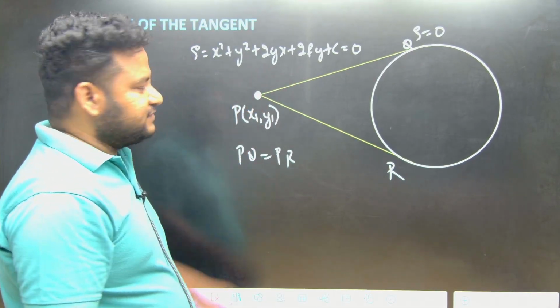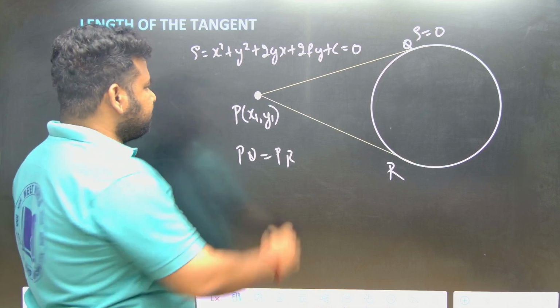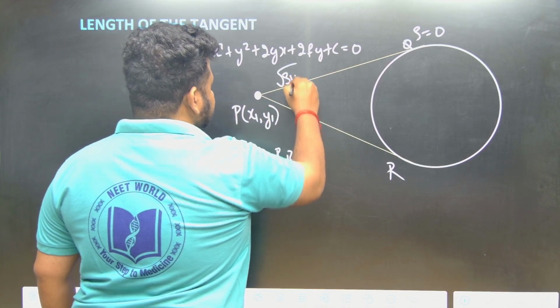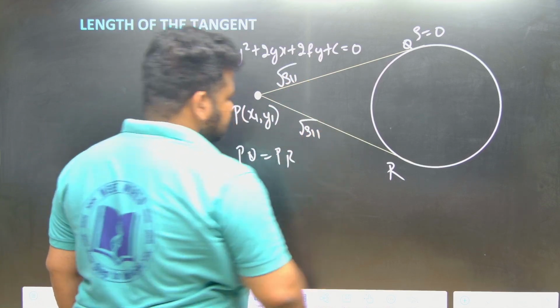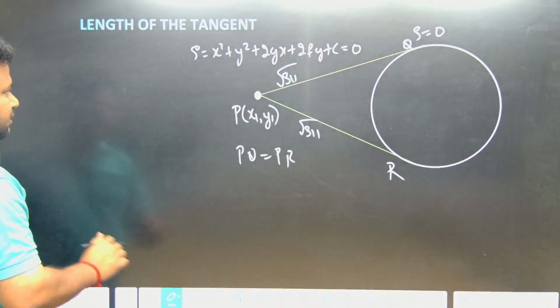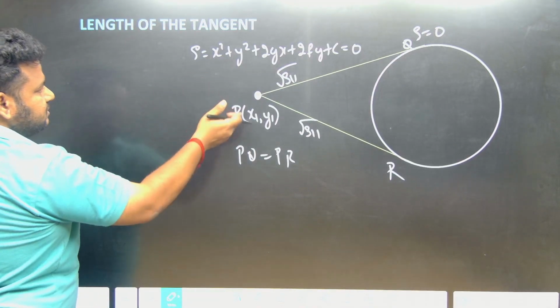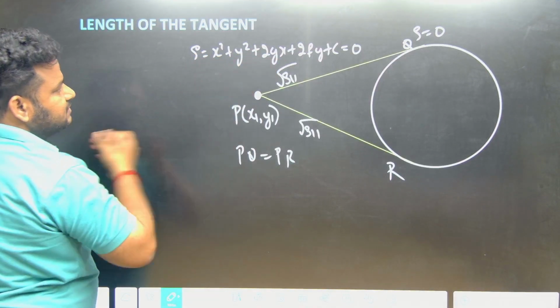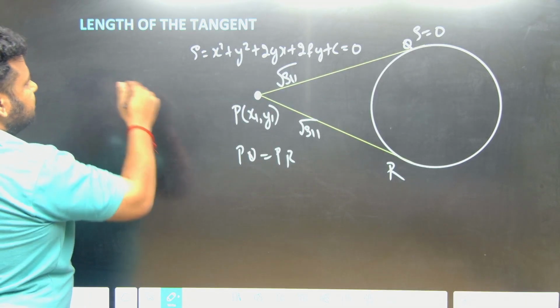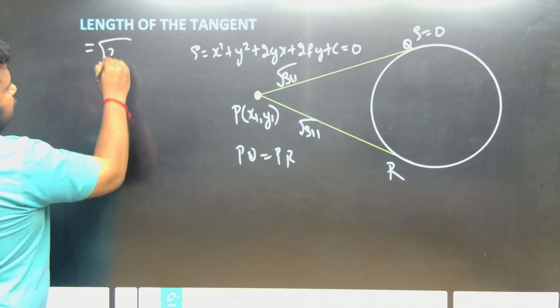But what is the length of this tangent? The length of the tangent is given by square root of S11. Here also square root of S11. So S11 means we will put the values of x1, y1 into the circle equation. Square root of S11 we have to find out. So the length of the tangent is given by square root of S11.